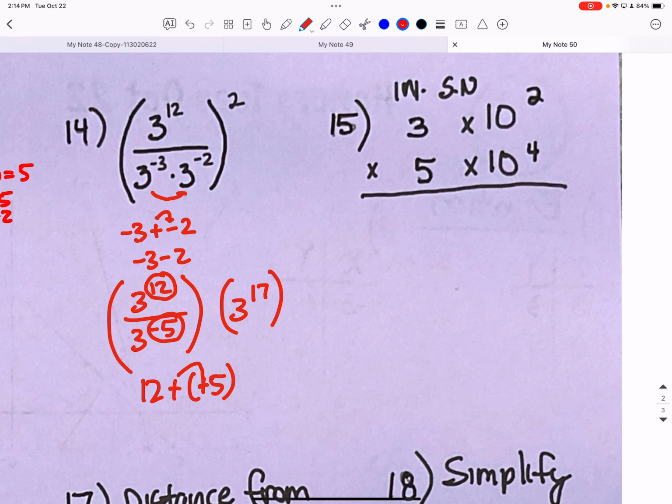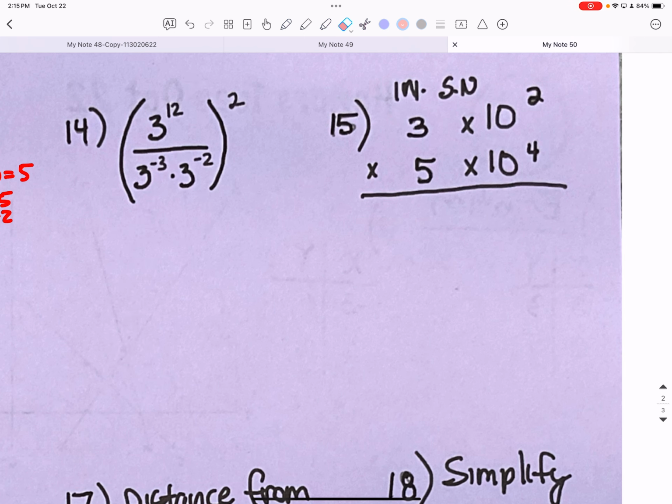And then we have all of that to the second power. So we did everything inside, and then we did the second power. This equals 3 to the 34th. I could have done that another way. I could have said, hey, this means everything to the second power, so multiply everything by 2. One less than powers is multiplication. So you could have said this is 3 to the 24th divided by 3 to the negative 6 times 3 to the negative 4.